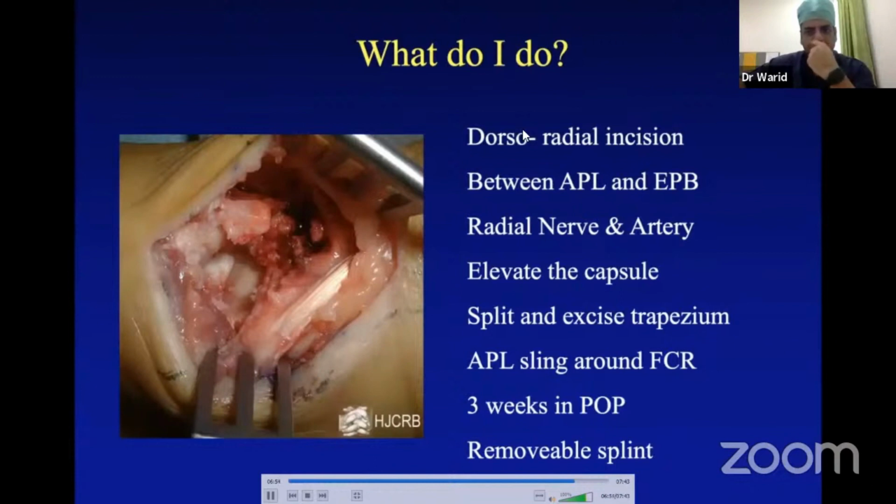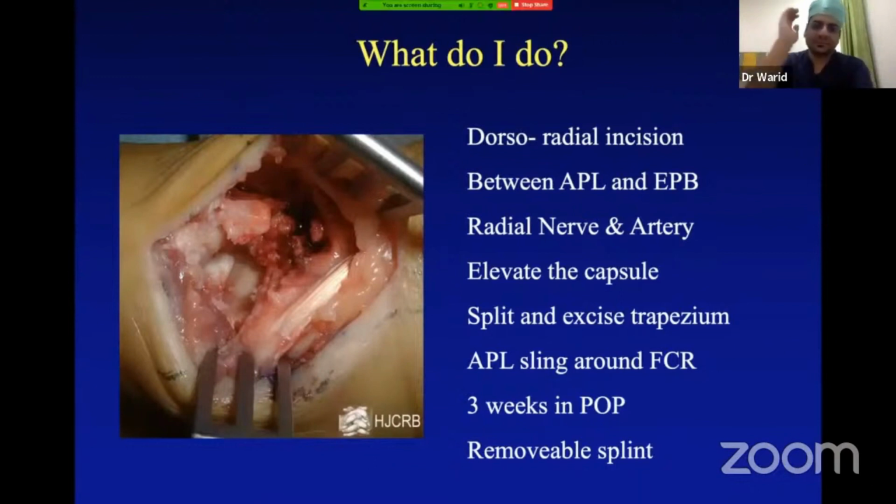The patient then has 3 weeks in a soft dressing with a strip of plaster for reinforcement, and then they move into removable splint. It usually takes around 3 months for the patients to recover. About 85% are happy, and the results seem to be durable. I don't use trapeziectomy in younger, high-demand patients.